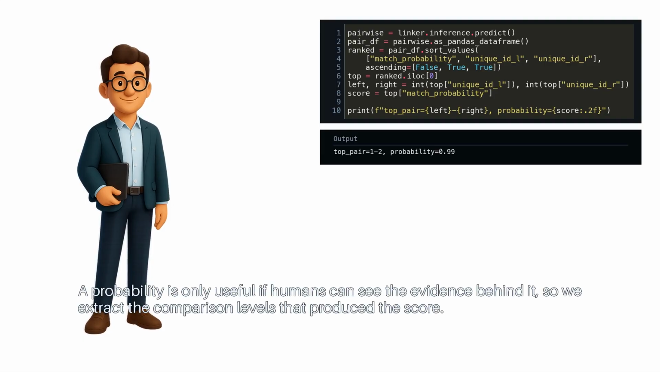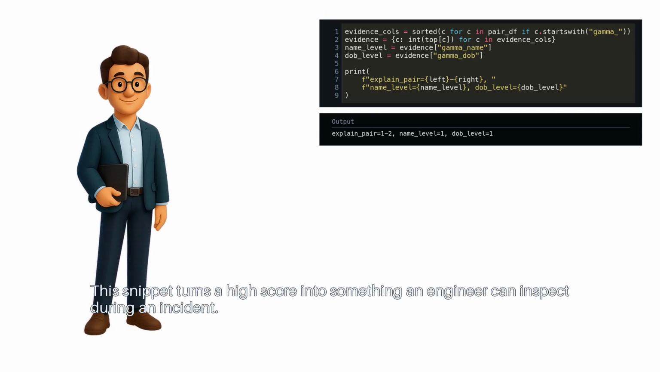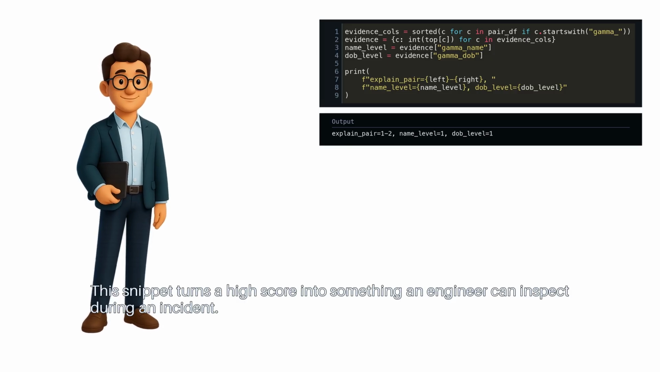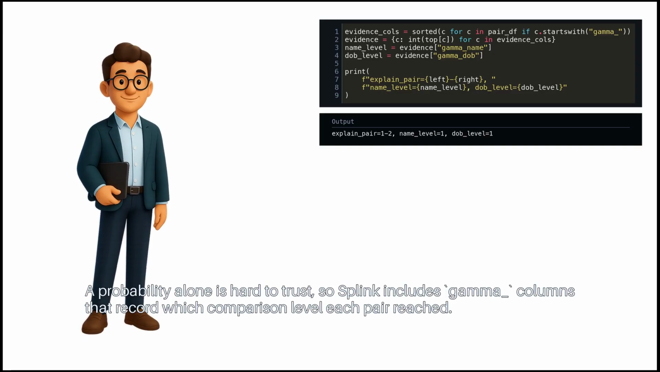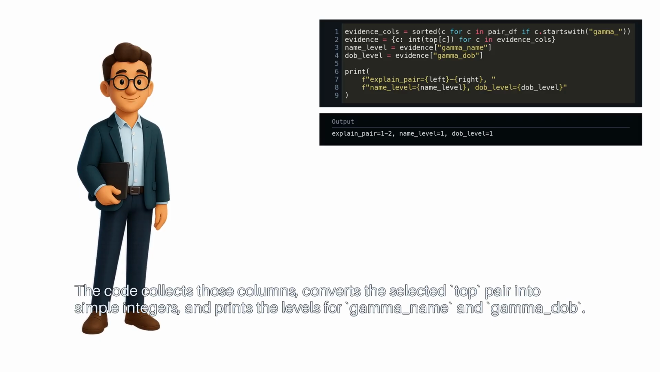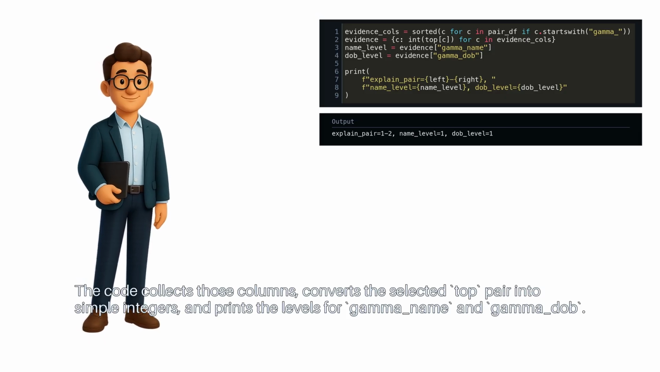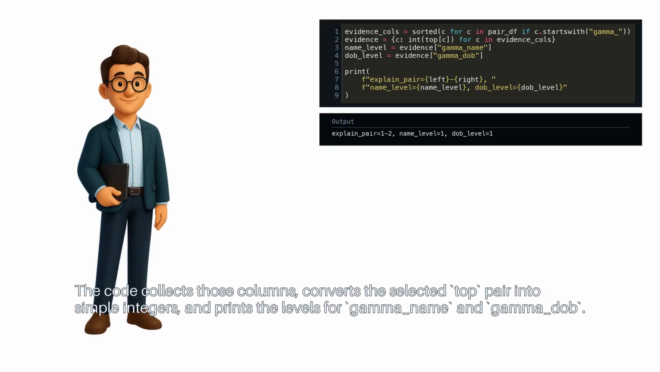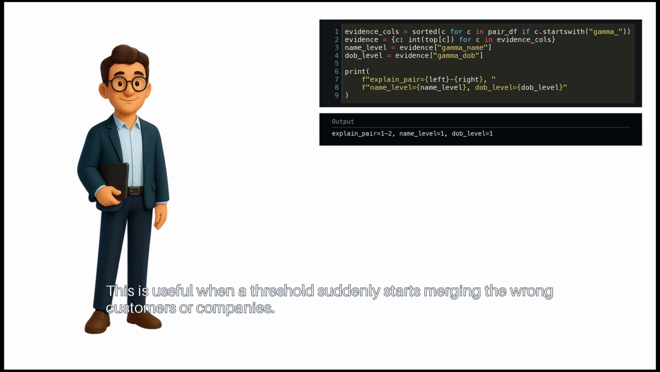A probability is only useful if humans can see the evidence behind it. So we extract the comparison levels that produce the score. This snippet turns a high score into something an engineer can inspect during an incident. A probability alone is hard to trust, so Splink includes gamma columns that record which comparison level each pair reached. The code collects those columns, converts the selected top pair into simple integers, and prints the levels for gamma_name and gamma_dob. This is useful when a threshold suddenly starts merging the wrong customers or companies.